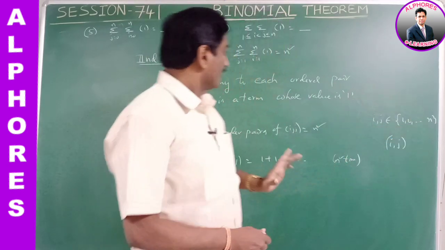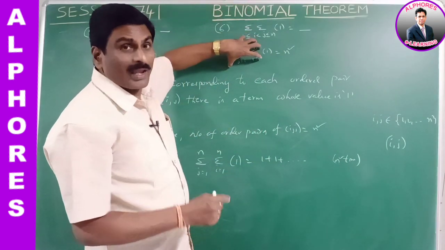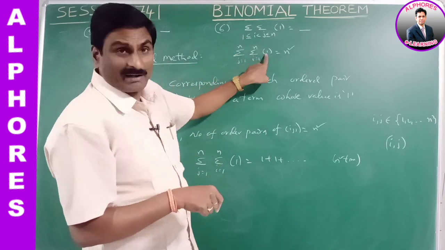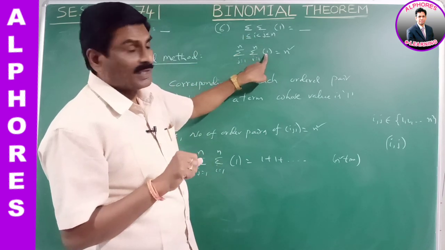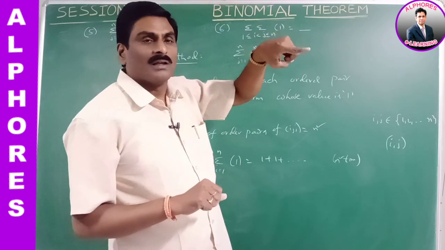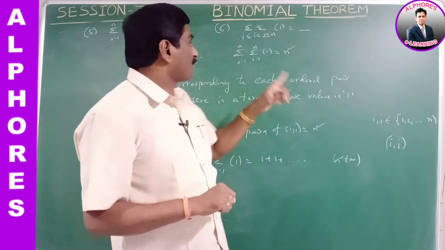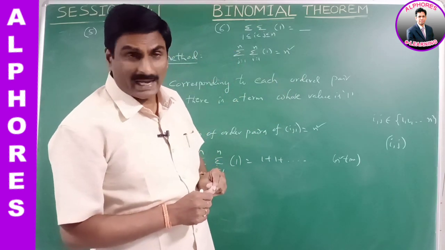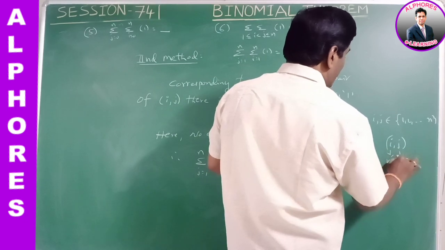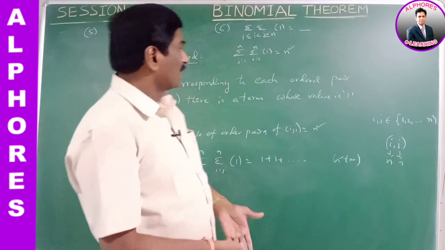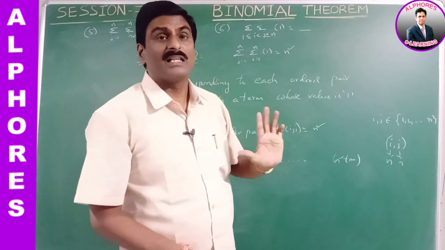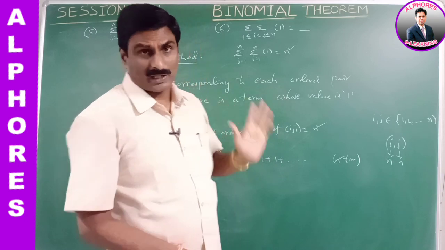That means in this double sigma expansion we have n square terms, and each term value is 1. Here n is the constant. Please observe this value. This double sigma expansion contains n square terms, and that number of terms is nothing but the number of ordered pairs of i comma j. i has n choices, j has n choices. n into n means n square. That means 1 plus 1 plus 1 and so on, how many times? n square. So the result is n square. In this way also we can do this problem. Please note this value.